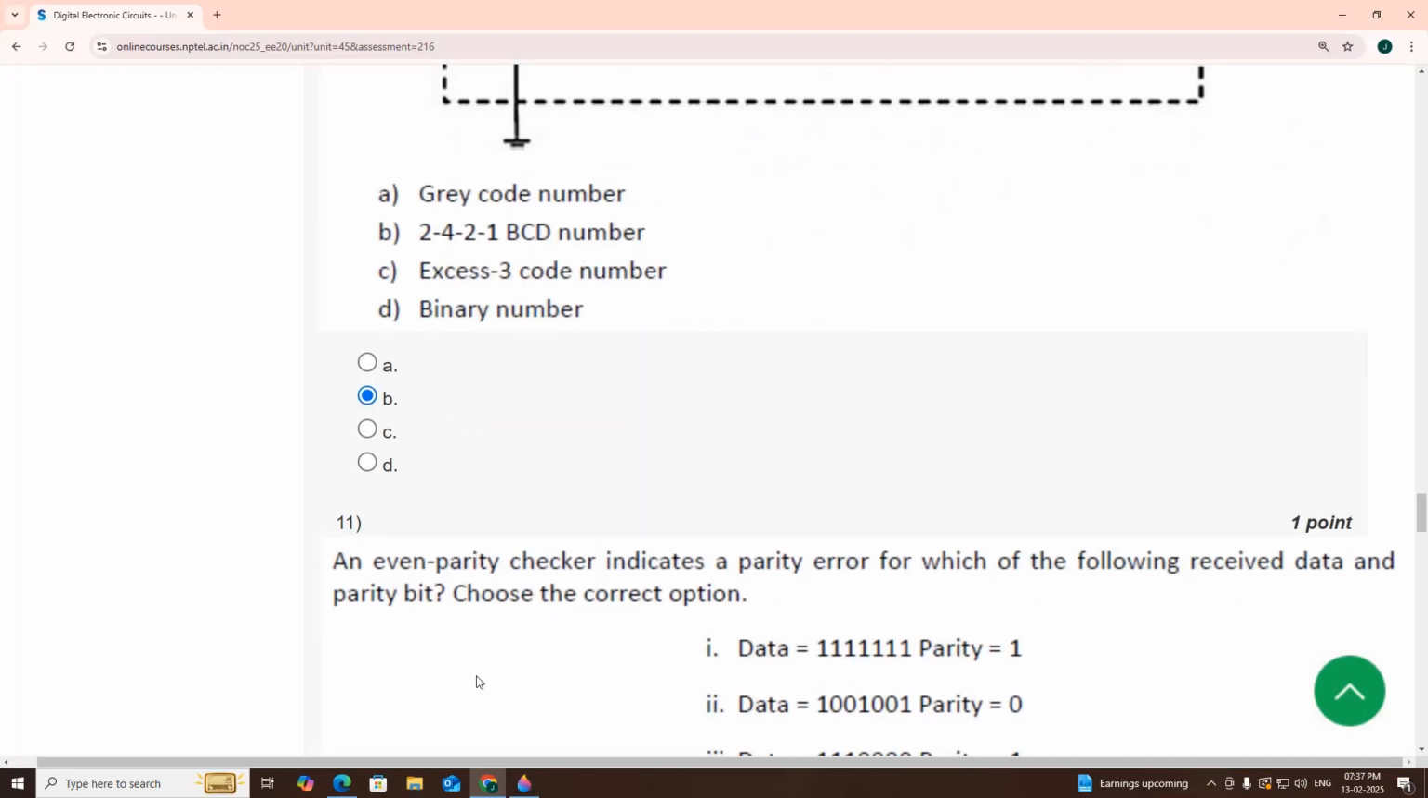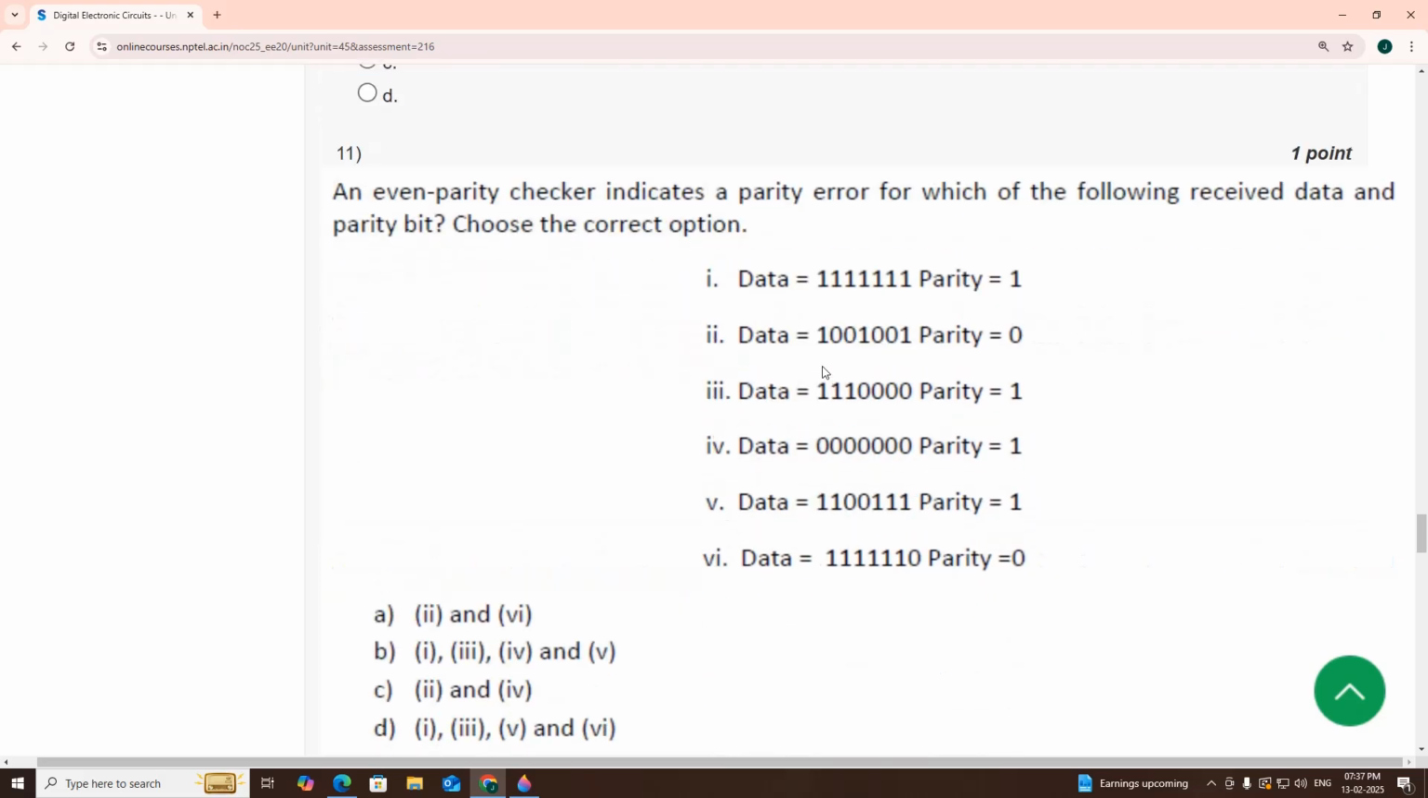That was the 2421 BCD number. So coming to the 11th one: an even parity checker indicates a parity error for which of the following received data and parity bit. Choose the correct option. So the even parity checker indicates parity error. Let us consider the answer first.